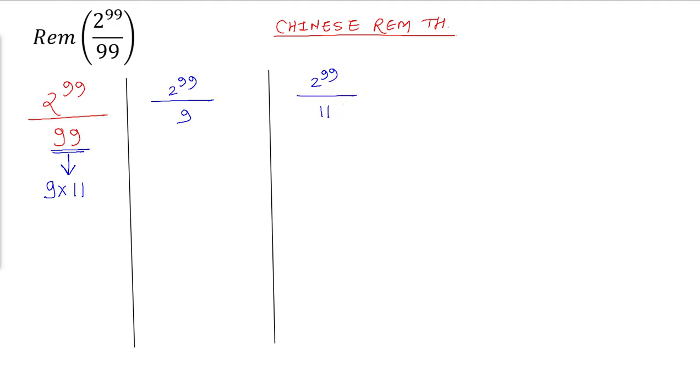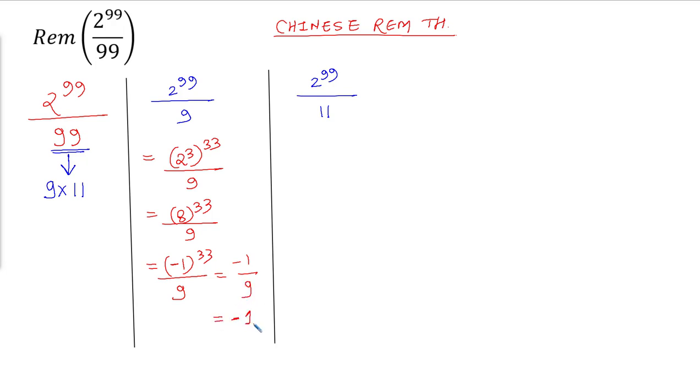So let's find the remainder here. You can use any method, such as Euler's. What I will do is, in the denominator 9 is there, and in the numerator we can adjust 8 easily. So 2 to the power 99 I can write as 2 to the power 3, bracket to the power 33. Divided by 9, that becomes 8 to the power 33 divided by 9. If we divide 8 by 9, the remainder is minus 1, so minus 1 to the power 33 divided by 9. Finally it is going to be minus 1 divided by 9, so the remainder is minus 1.